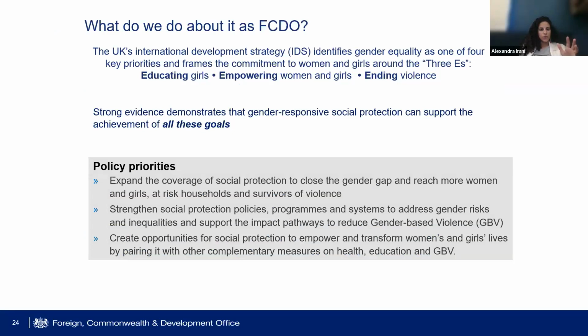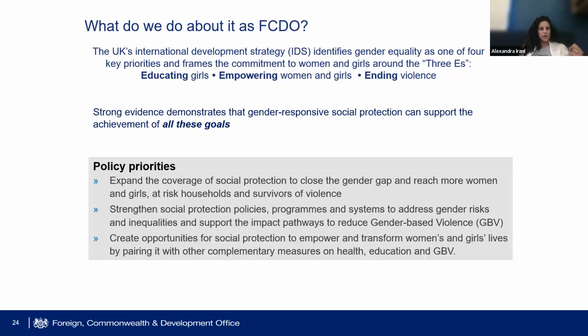And so what are we doing about this in FCDO? First, we have our latest international development strategy that focuses on 4 key priorities framed around the 3 E's: educating girls, empowering women and girls, and ending violence. And so all of this, based on the literature, has shown that gender responsive social protection does support achieving these goals.